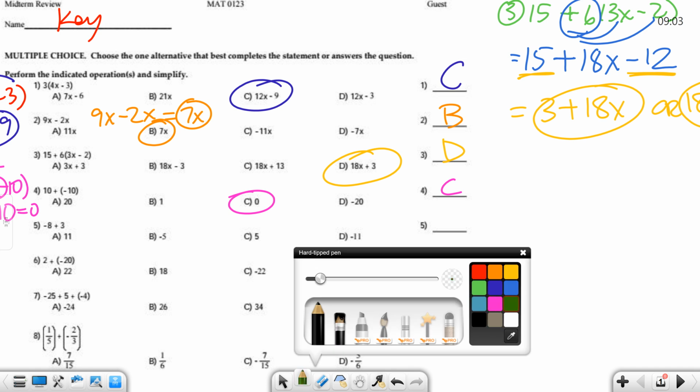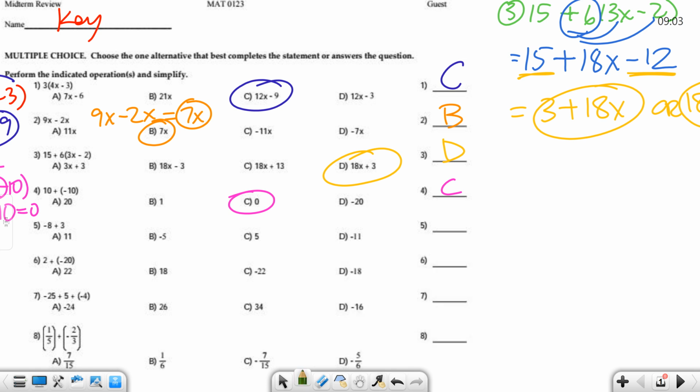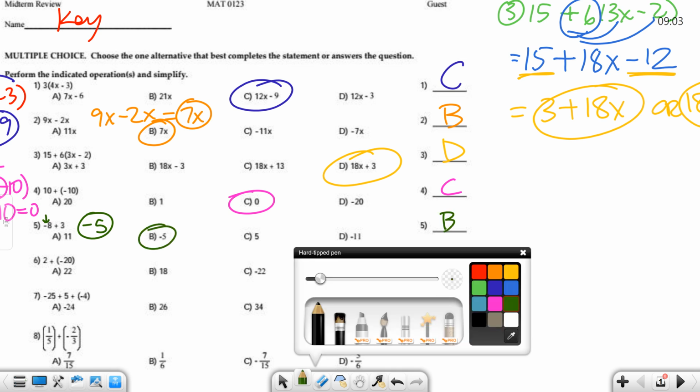And I may have to adjust what I have here for some of these. So then negative 8 plus 3. Well, you have a negative and a positive. If the signs are different, we subtract. That's why when you have subtraction, you learn it. It's called the difference. The signs are different. So 8 minus 3 is 5, and then you take the sign of the larger one, which is negative. So negative 5 is your answer for number 5, which is B.